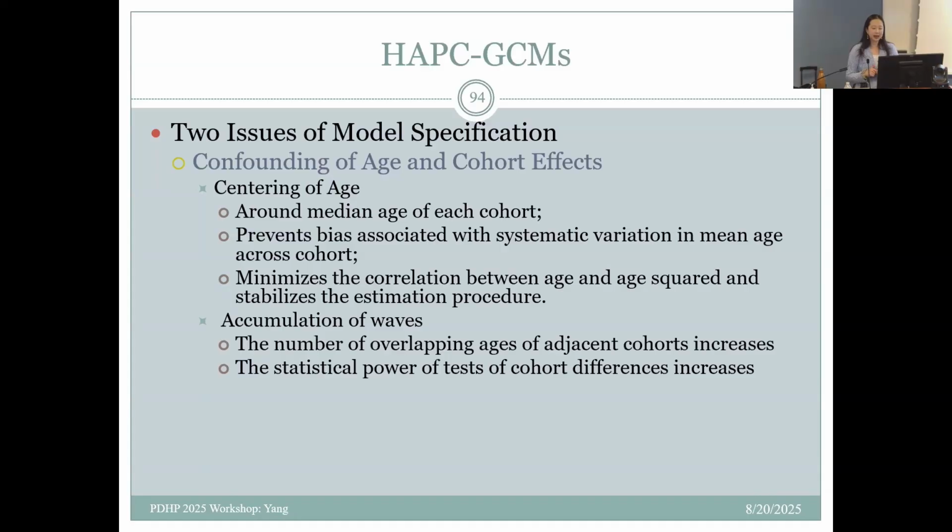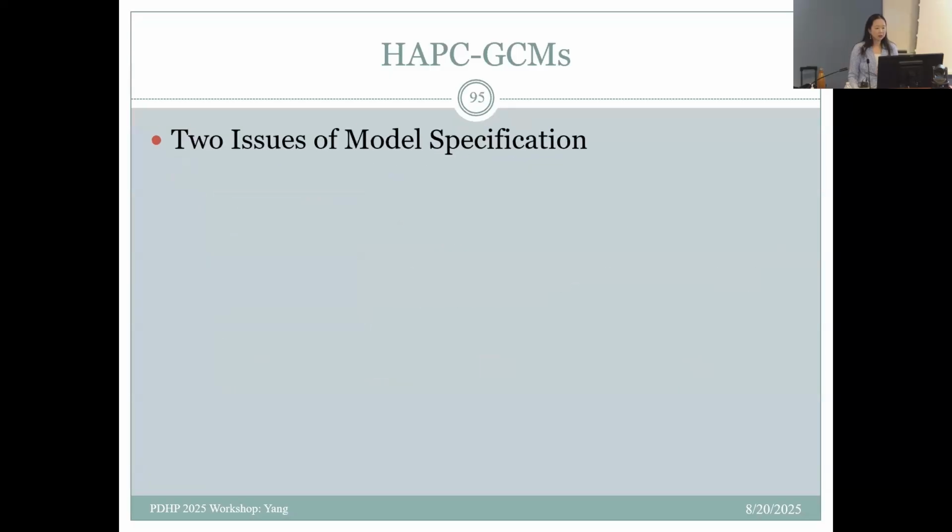And second has to do with better data. So data collection is important. With accumulation of additional waves of follow-ups, the number of overlapping ages of adjacent cohorts increases, which then increases statistical power. In this case, age and cohort will become less and less confounded, making it increasingly possible to compare cohort differences in age trajectories. So this is the one issue.